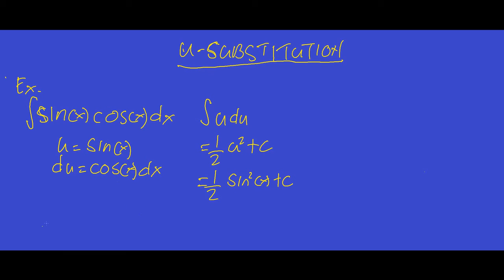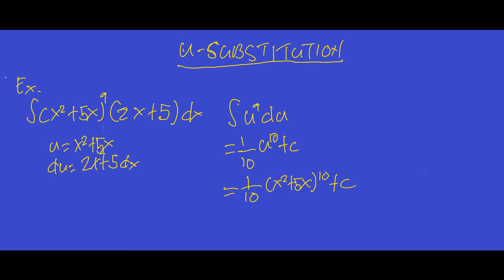So, meron tayong last example. Integral of x squared plus 5x raised to the power of 9 times 2x plus 5 dx. So, ang u, i-assign natin sa x squared plus 5x. So, i-differentiate natin siya into 2x plus 5 dx.